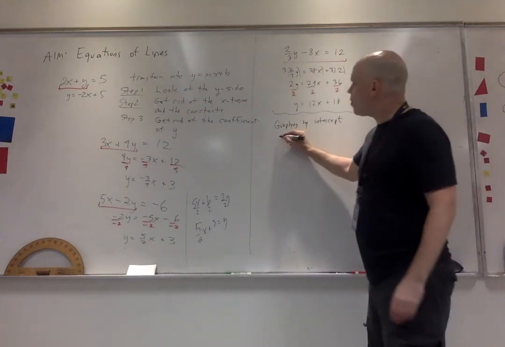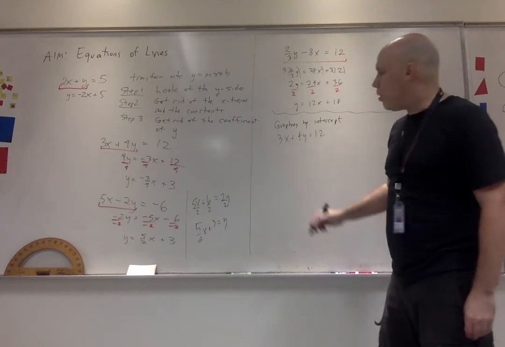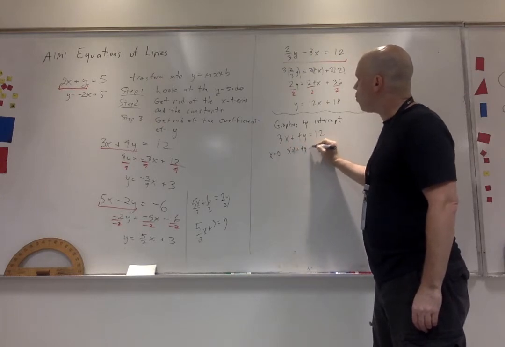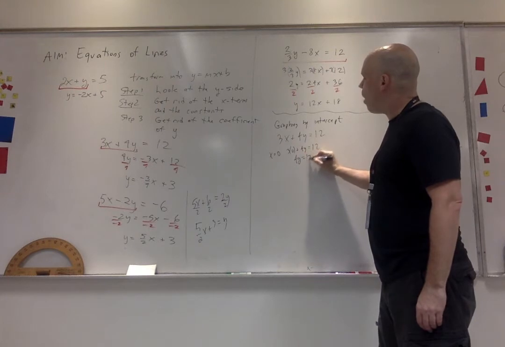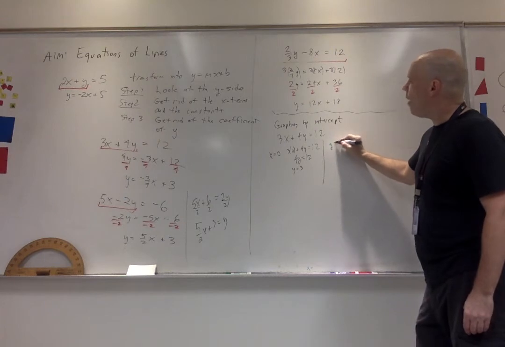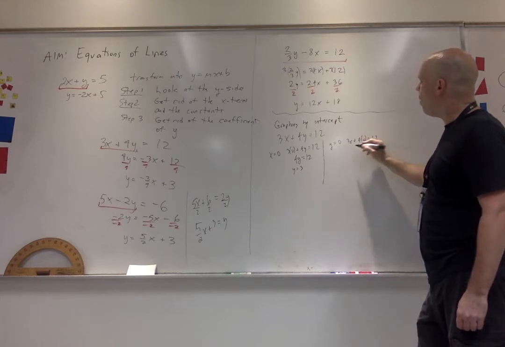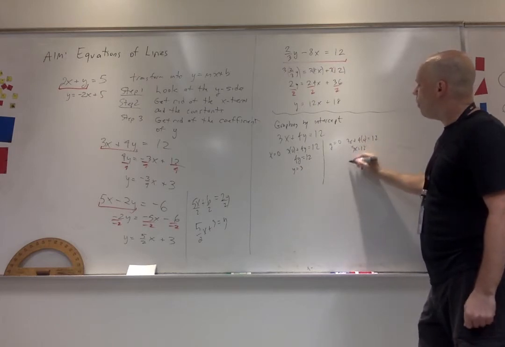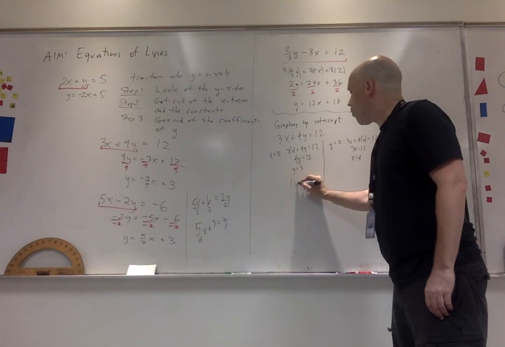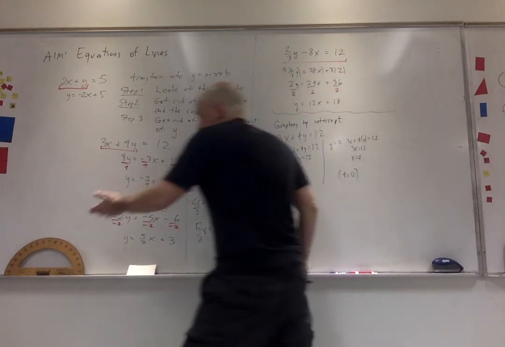So the idea is, if I take 3x plus 4y equals 12, and I say, if x equals 0, then I have 3 times 0 plus 4y equals 12, 4y equals 12, y equals 3. And if y equals 0, I have 3x plus 4 times 0 equals 12, 3x equals 12, x equals 4. I now have 2 points. I have the intercepts. I have (0, 3), and I have (4, 0). And I can quickly make a sketch.